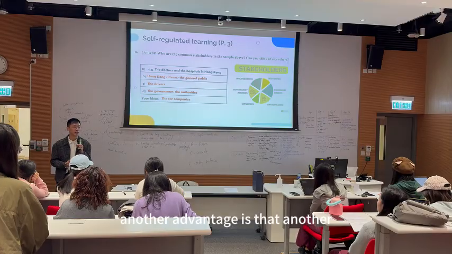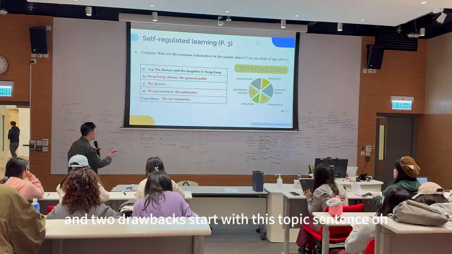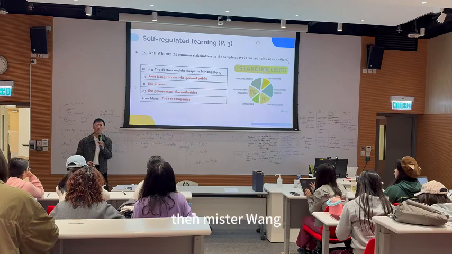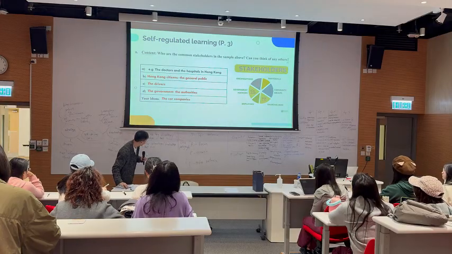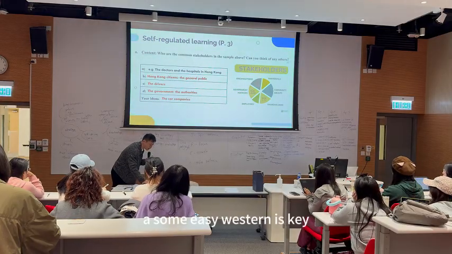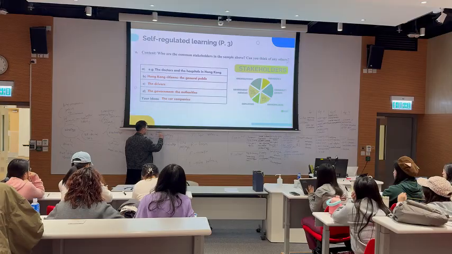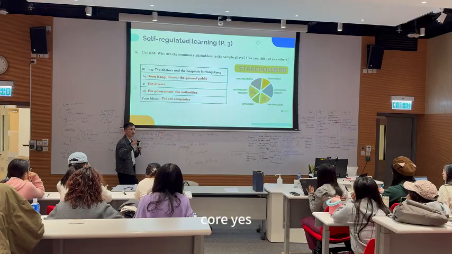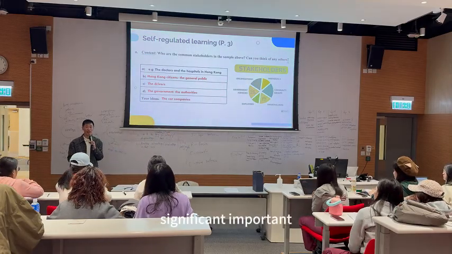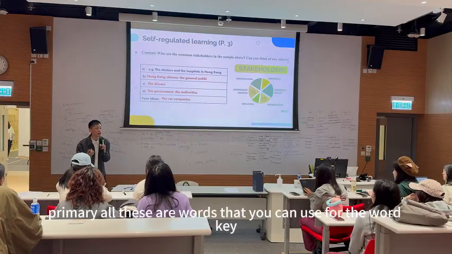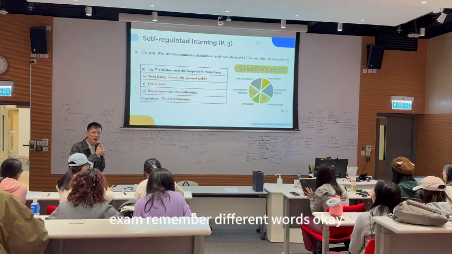Another disadvantage is that you have to write 2 arguments for benefits and 2 drawbacks. Start with this topic sentence. Oh, then Mr. Wong, I don't want to use the word key. What word can I use? Can you give me some easy words that mean key? Main. Yes, main. Core, yes, core. Significant, important, primary. All these are words that you can use for the word key. Okay? In the exam, remember, use different words. Okay?